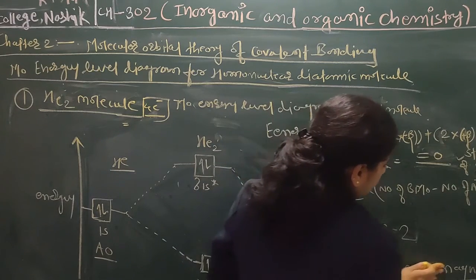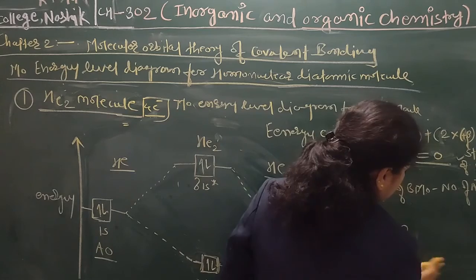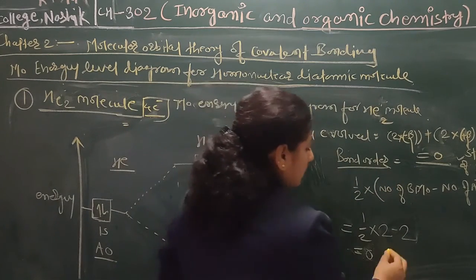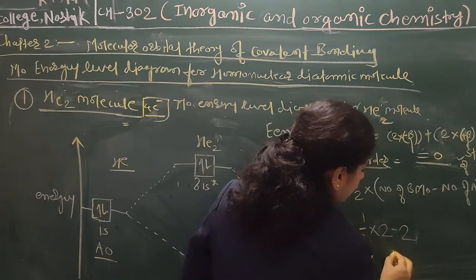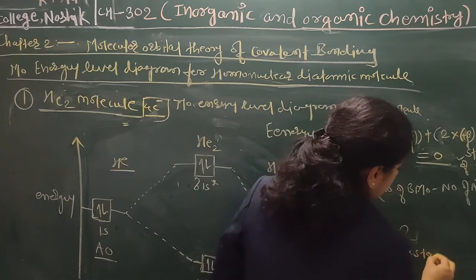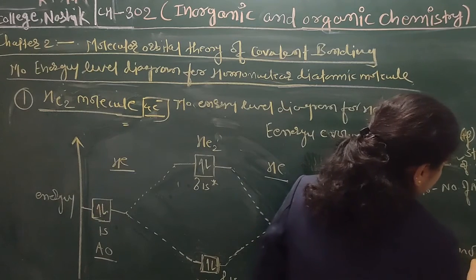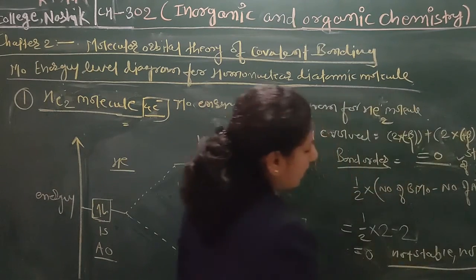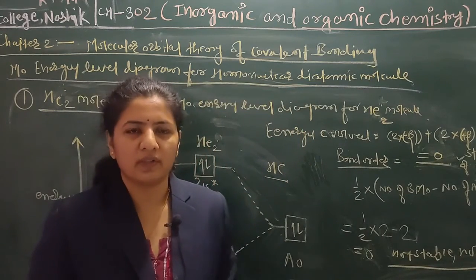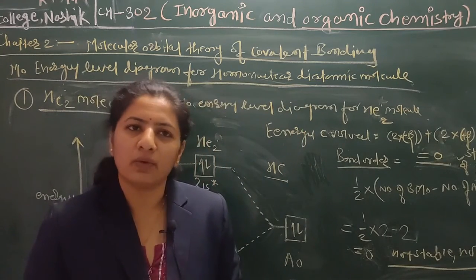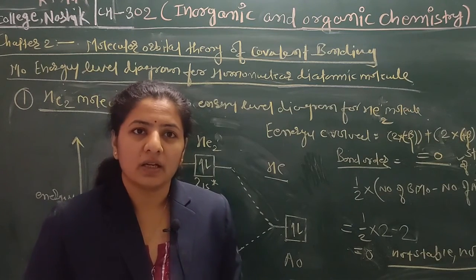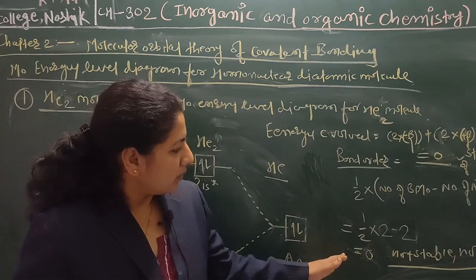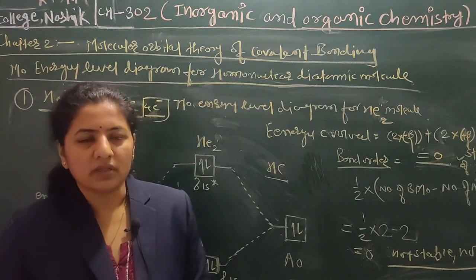So it is not a stable one and it does not exist, because the bond order is 0, meaning the number of bonds formed between the atoms is 0. So there will be no bond formation, which means there is no existence of that particular molecule. So the bond order of the He2 molecule is 0.